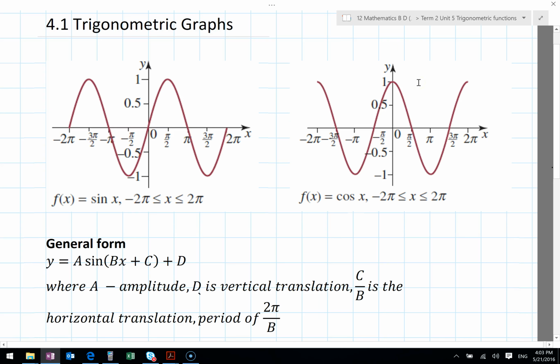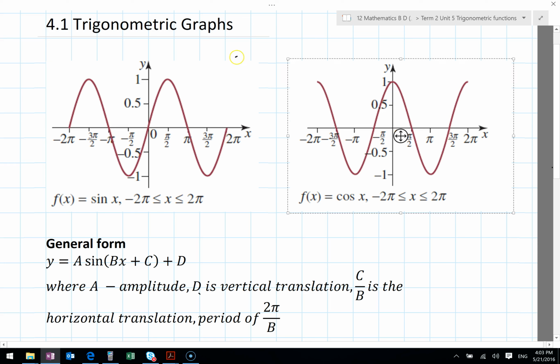This lesson is about drawing trigonometric graphs, specifically sine and cosine graphs. Quick reminder of what these graphs look like. A sine graph starts at 0 because sine of 0 is 0, and it has a period of 2 pi because that's how long it takes for the cycle to repeat. Cosine starts at 1, and has a similar thing happening.